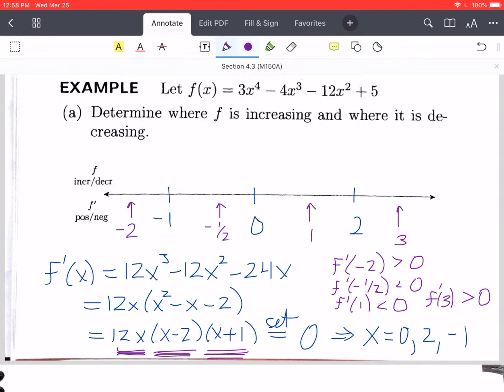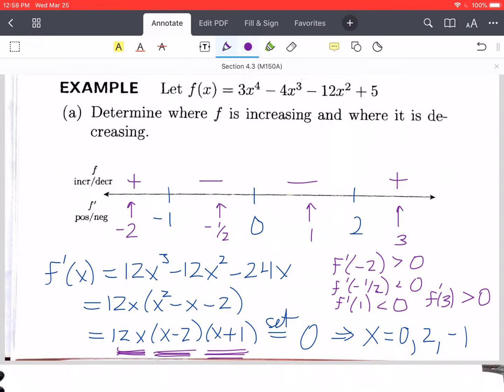So we have anything less than negative 1, positive. Between 0 and negative 1, we get negative. Between 0 and 2, we get negative. And then just above 2, right, 2 to infinity, we get positive.